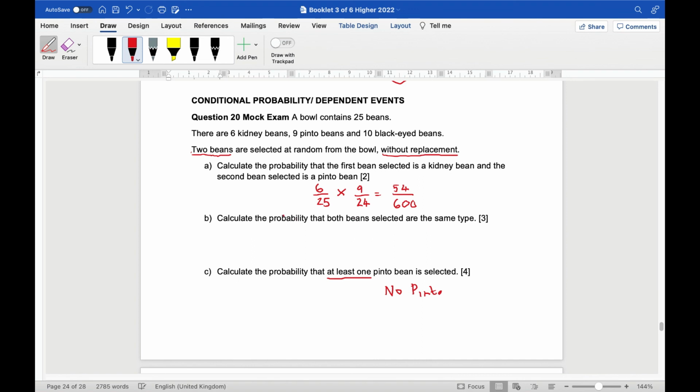Both beans the same type, so here we can have a kidney followed by a kidney. We could have a pinto followed by a pinto, or we could have a black-eyed bean followed by a black-eyed bean. Okay?